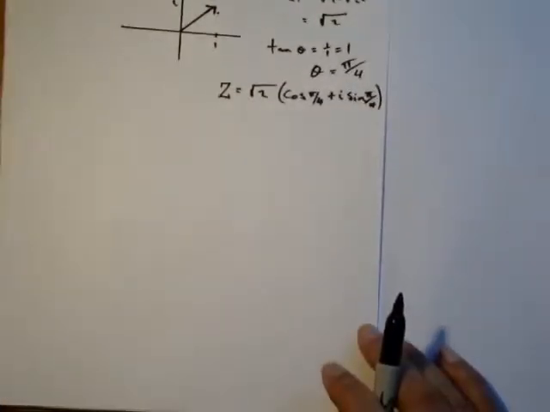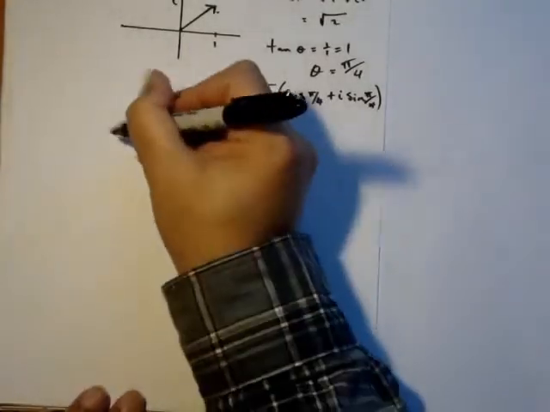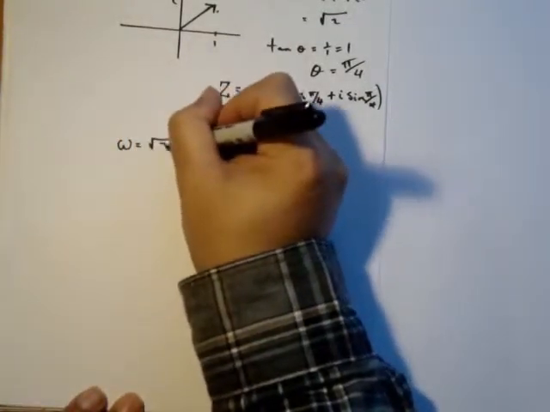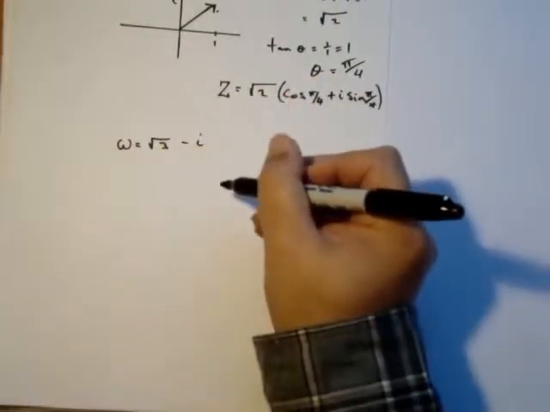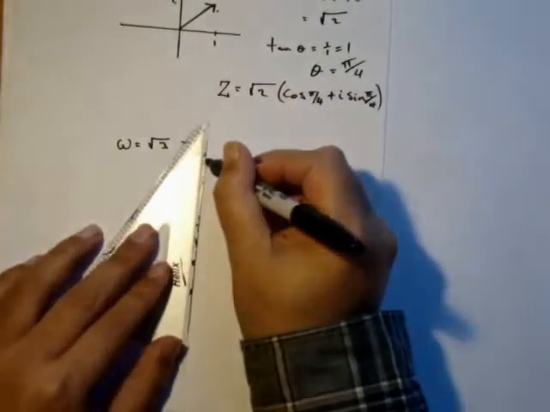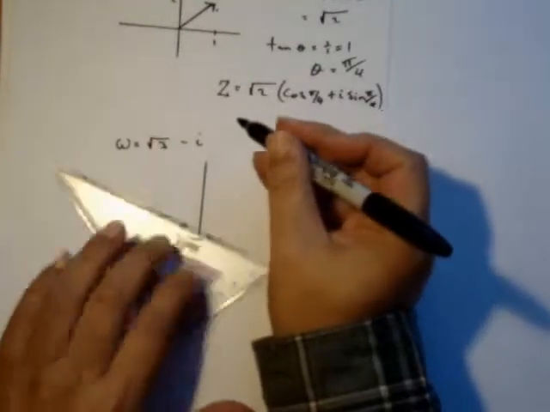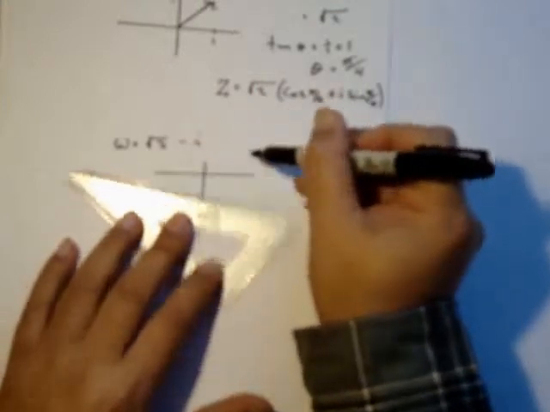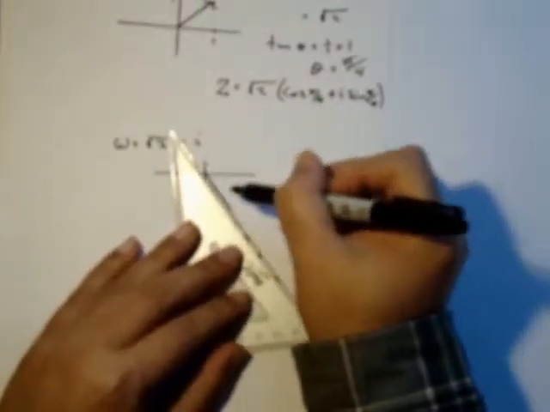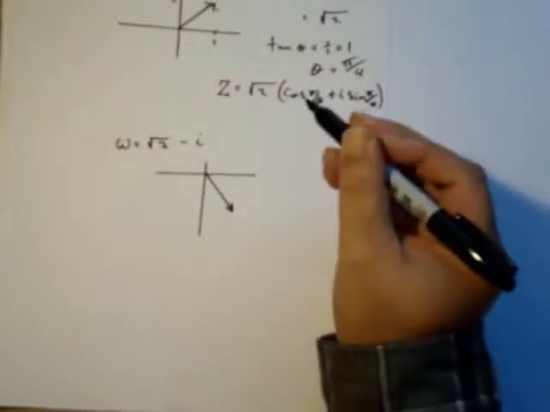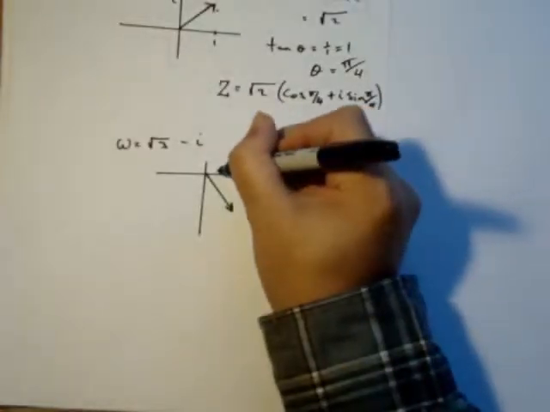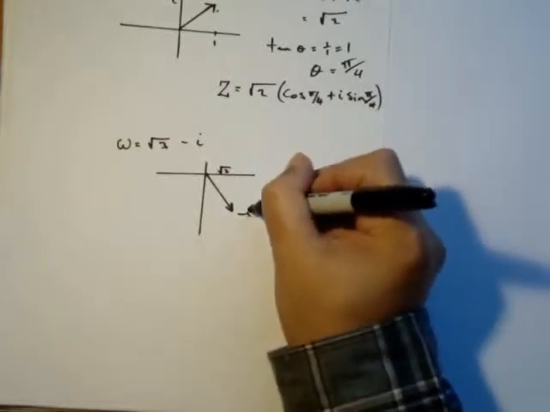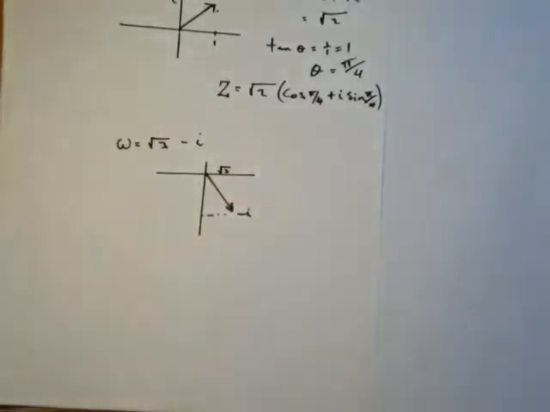Okay, let's quickly do another one. So if they gave us w equals square root of 3 minus i. So quickly draw our Argand diagram, and it goes somewhere like this in the fourth quadrant. This would be the real, square root of 3, and this would be negative i.